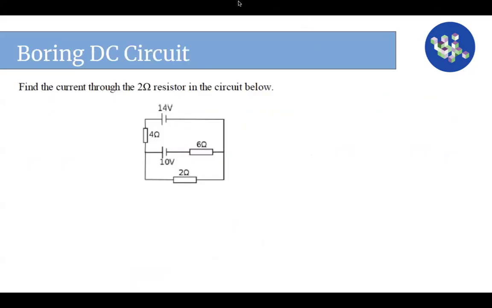All right, so this is just a DC circuit. Remember your Kirchhoff's laws, and take a few minutes for this one.